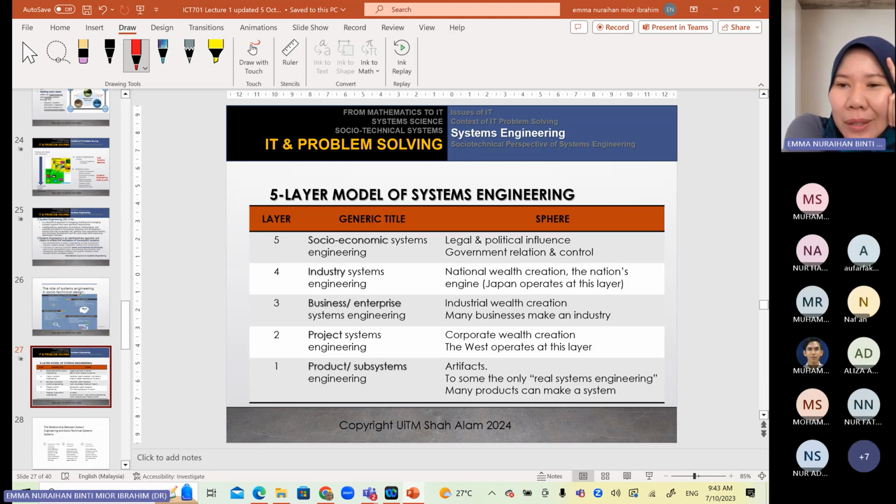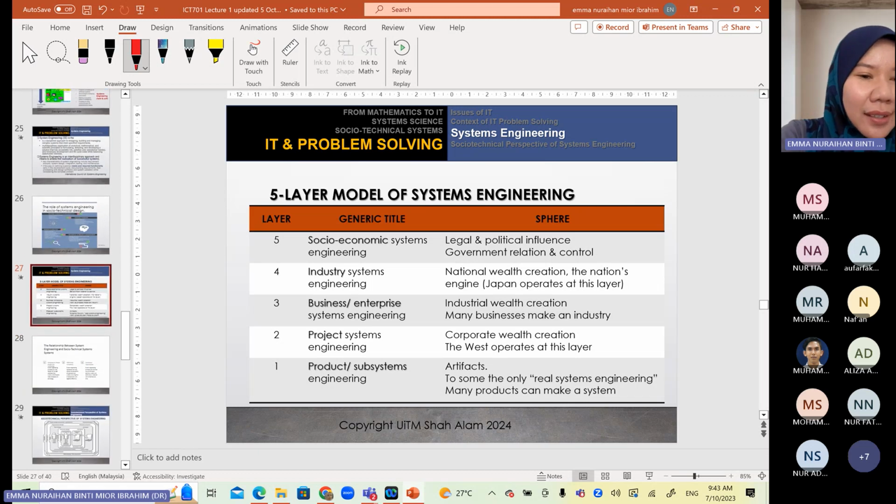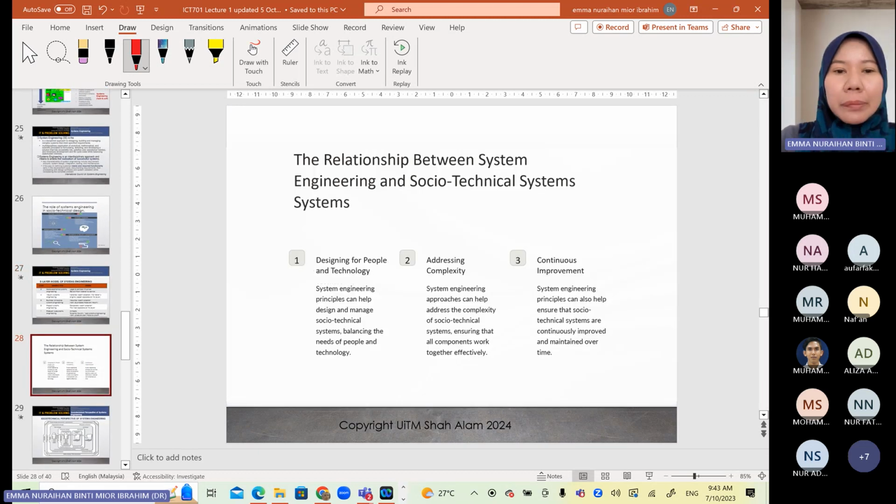Betul kan apa yang cakap ni? Betul tak? Do you agree with me? Yes, betul. So jangan tengok drama aja ya, tengok behind it. Okay? Okay, alright. So relationship between system engineering and socio-technical system.